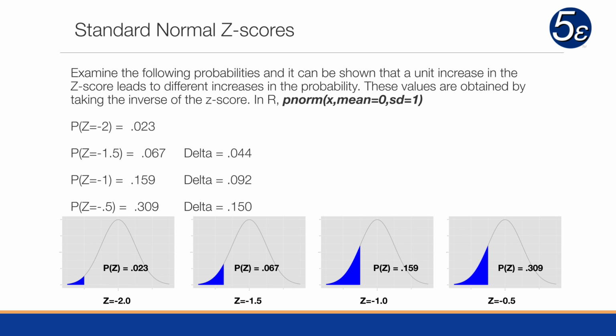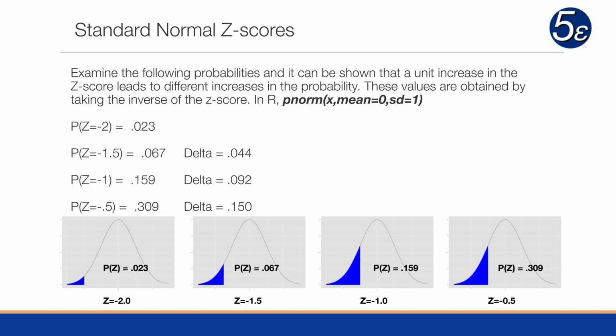Let's take a look at the following probabilities. If we look at the area of a particular number for a particular z-score, let's say -1, the area between -2 and -1 is a lot smaller than the area between -1 and 0. Because again, as it gets closer to the mean, the amount of area is much bigger. So the values are obtained by taking the inverse of that z-score.